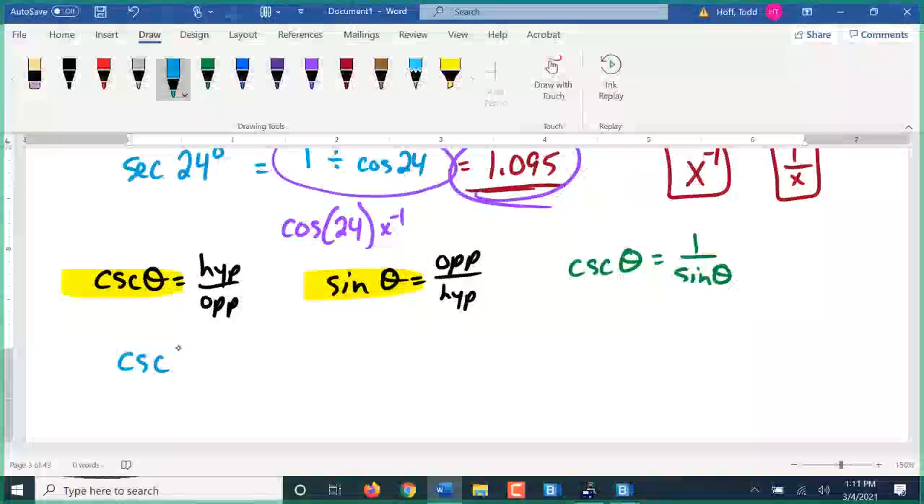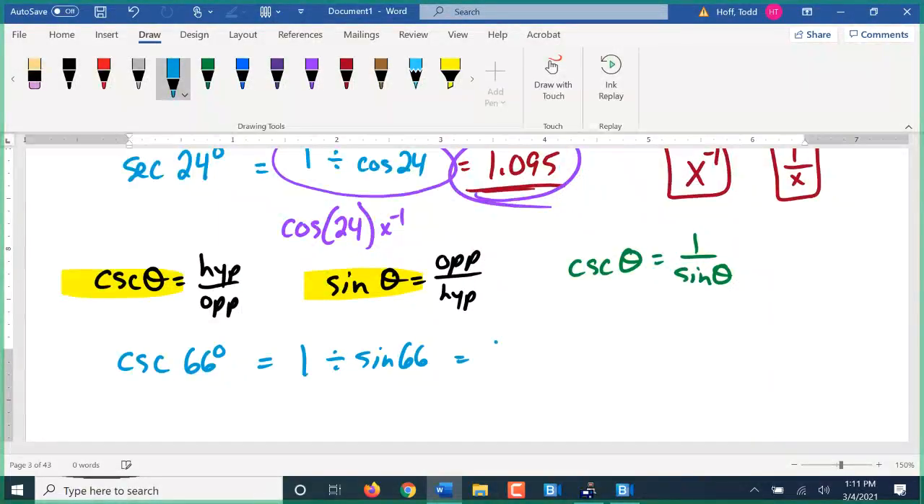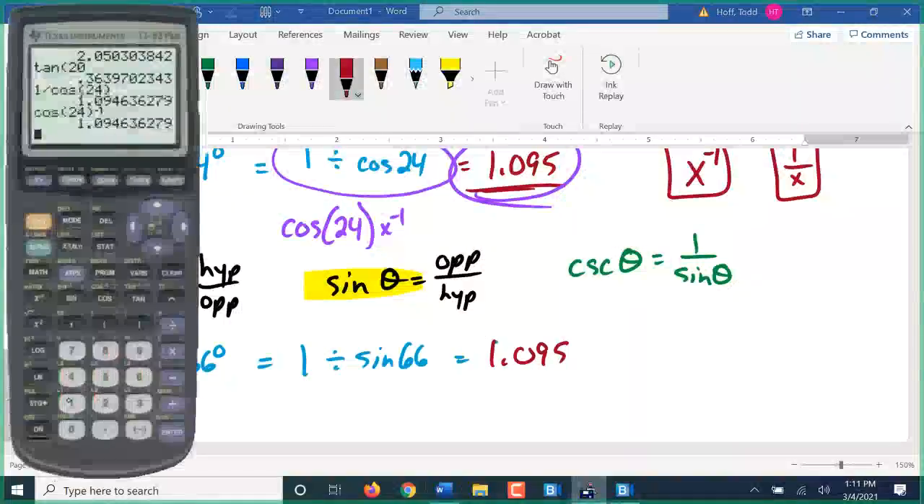So to find the cosecant, if I want to calculate the cosecant of 66 degrees, I could do 1 divided by the sine of 66. This is going to give me 1.095. Let's double check that. 1 divided by sine 66, 1.095.